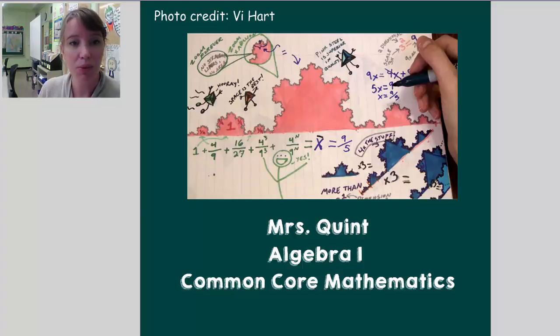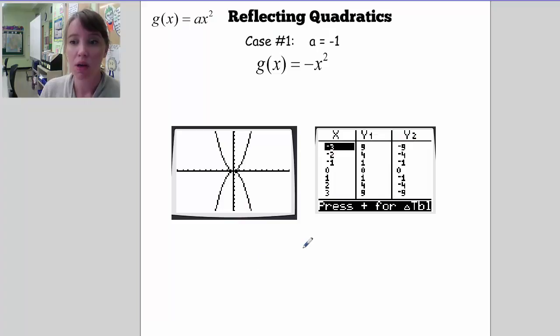Welcome back. Today we're going to talk about more transformations on quadratic functions when we graph them. So what we're going to be looking at today is a quadratic equation of this form: g of x is equal to some number, we usually call that a, the leading coefficient, times x squared.